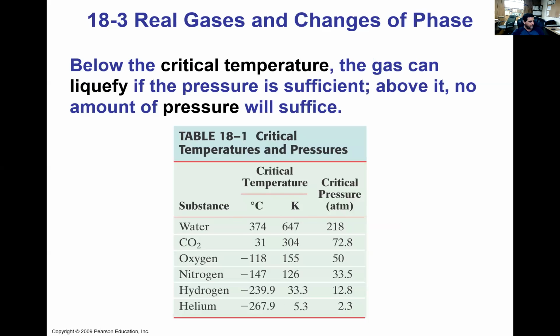So below the critical temperature, that gas can liquefy if the pressure is sufficient. Above it, no amount of pressure is going to suffice. So you need a certain amount of pressure. The critical temperature for water is 374 degrees Celsius, or 647 Kelvin, and the critical pressure is 218 atmospheres, and that information is given for a bunch of different gases.